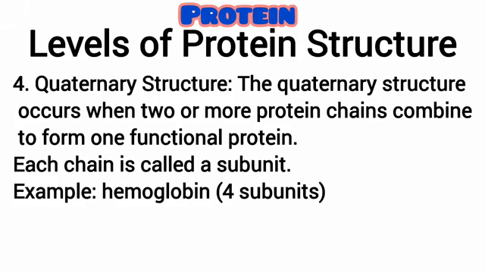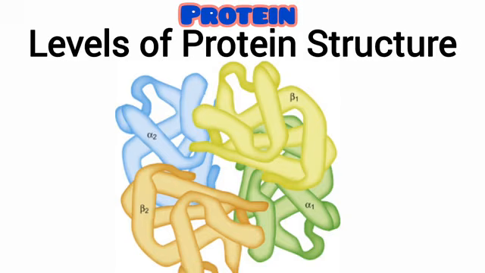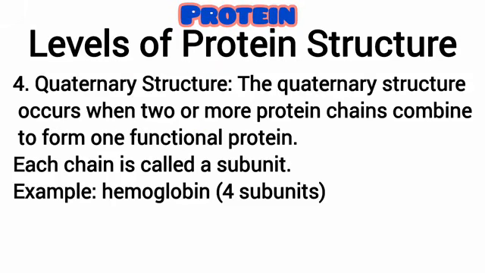The quaternary structure occurs when two or more protein chain combine to form one functional unit. Now take a look at this diagram. We have four chain and each chain is actually called a subunit. And take a look at the chain 1, 2, 3, and 4. Now all these chains come together to form one functional protein structure. That is what quaternary structure is all about. Example of this is found in hemoglobin, which actually comprises of four subunits.